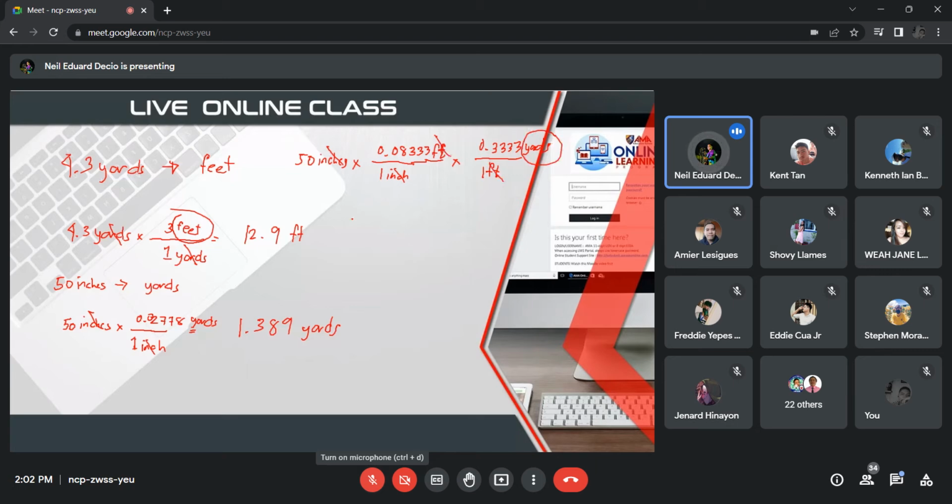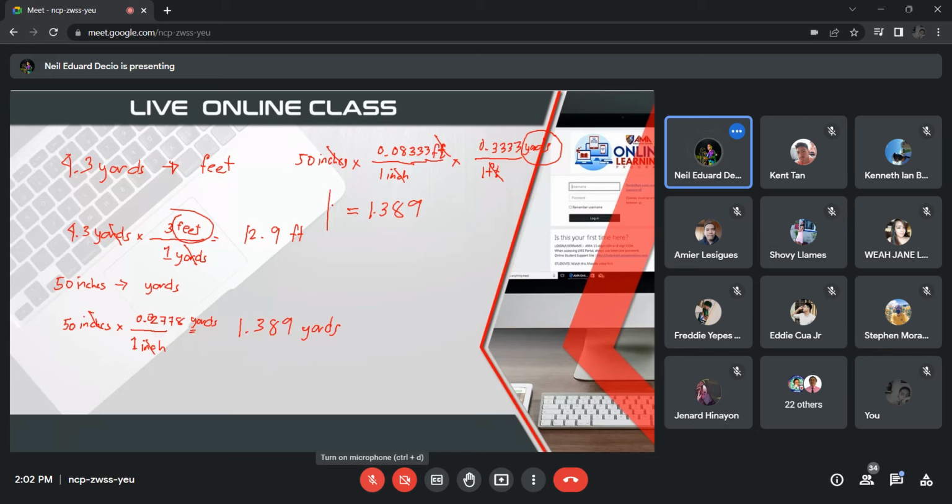So that's 50. Bababa ko na lang, no? That is 50 times 0.08333 times 0.3333. So that is also approximately equal to 1.3886, no? Pero we can convert that to 1.389.